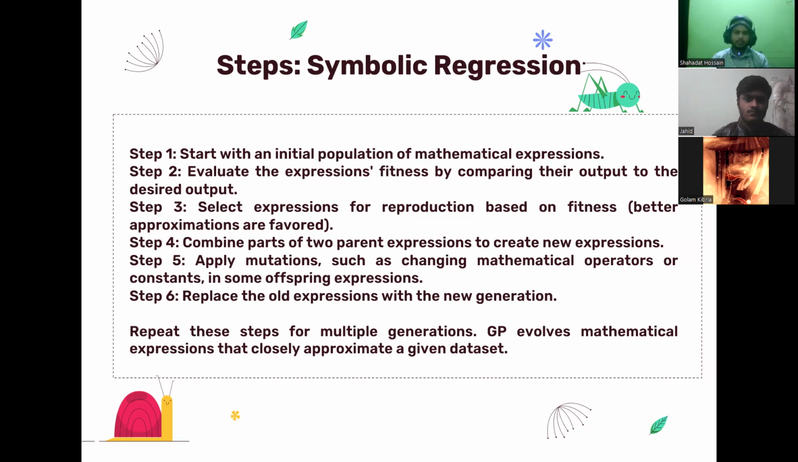And we're going to keep repeating this until 1 or 2 conditions are met. One is we provide a constant amount of generations that we want to get, let's say 30 generations. So it's going to run for 30 generations, or we get the result that we're looking for. So those 2 are the most usual terminating conditions. Now we're going to repeat these steps for multiple generations. And genetic programming evolves mathematical expressions that closely approximate a given data set.